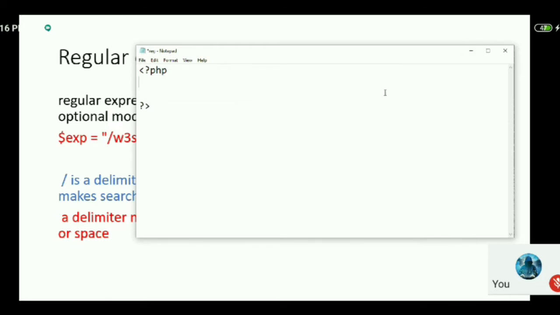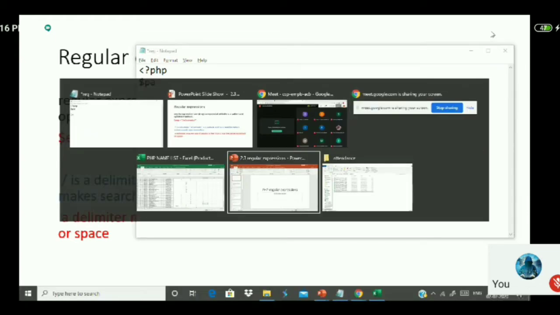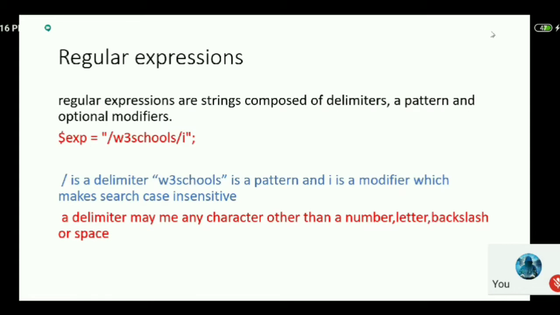Yes. Yes. Tell me, ma. Sir, we can use the dollar symbol, sir. Yes, of course you can use the dollar symbol. No issues. See, there is a rule here. You can see in my PPT presentation, a delimiter may be any character other than a number, a letter, a backslash or a space. Apart from these 4 categories, you can use anything as a delimiter. Are you able to understand, ma? Clear? Yes, sir. Okay.